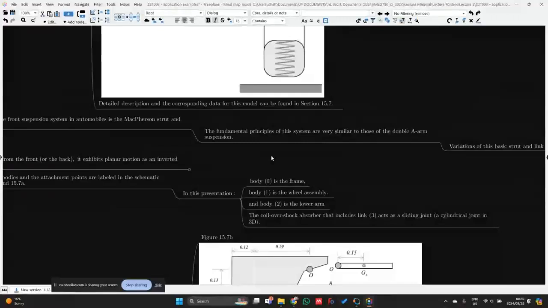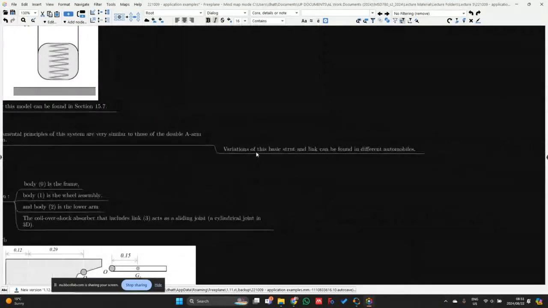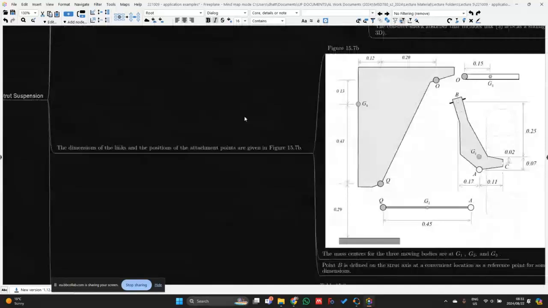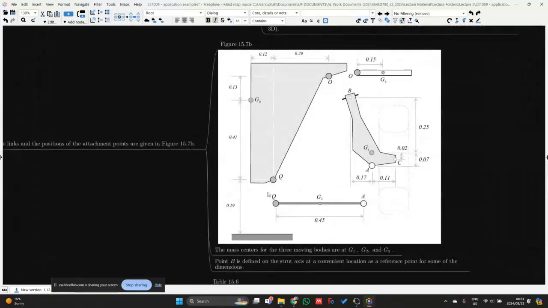Another thing with regards to the McPherson suspension is that the fundamental principles of this system are very similar to that of the double wishbone suspension. Variations of this basic strut and link can also be found in different automobiles. The dimensions of the links and the positions of the attachment points are given in figure 15.7b. Again, we break up the system into its different bodies, and we give the local coordinates with respect to the center of mass, psi, eta coordinate systems.